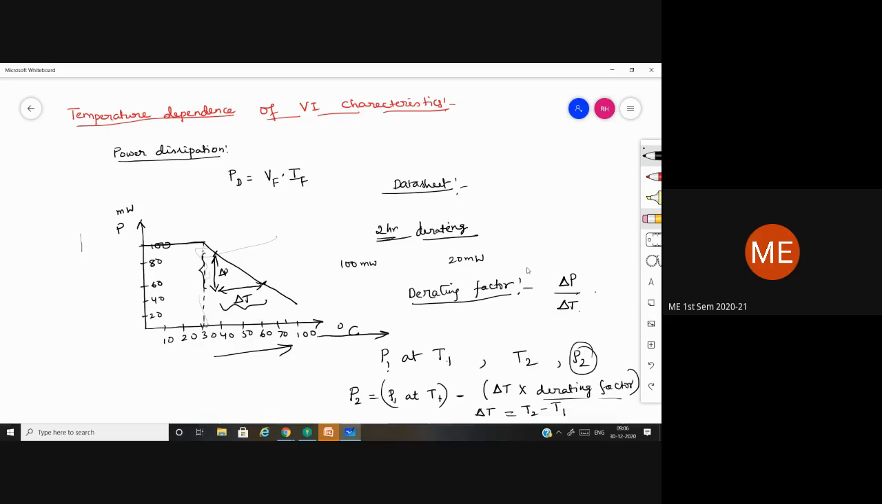And the derating factor, sometimes they will be giving you the derating factor. If they are not giving the derating factor, then you should consider it as 2.2 milliwatt per degree C. This is the derating factor you are going to consider, the standard value. But sometimes they'll be giving you the derating factor. So this is about the power dissipation.